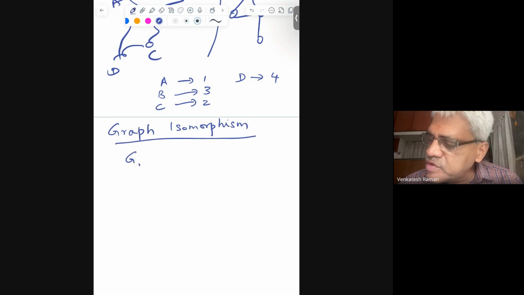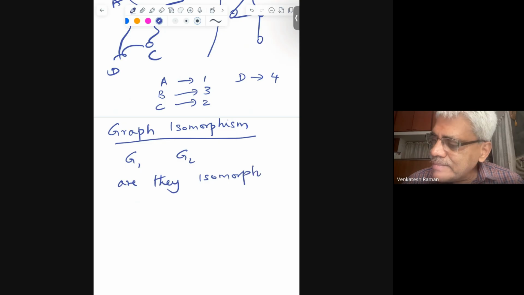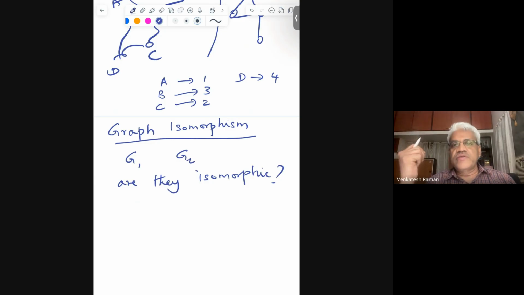So what is the graph isomorphism question? I give you graphs G1 and G2. Are they isomorphic? One simple sanity check is that they certainly both should have the same number of vertices and the same number of edges. But clearly that's not enough. So then this question asks, is there a mapping where I can map the first graph's vertices to the second graph's vertices so that edges are preserved?